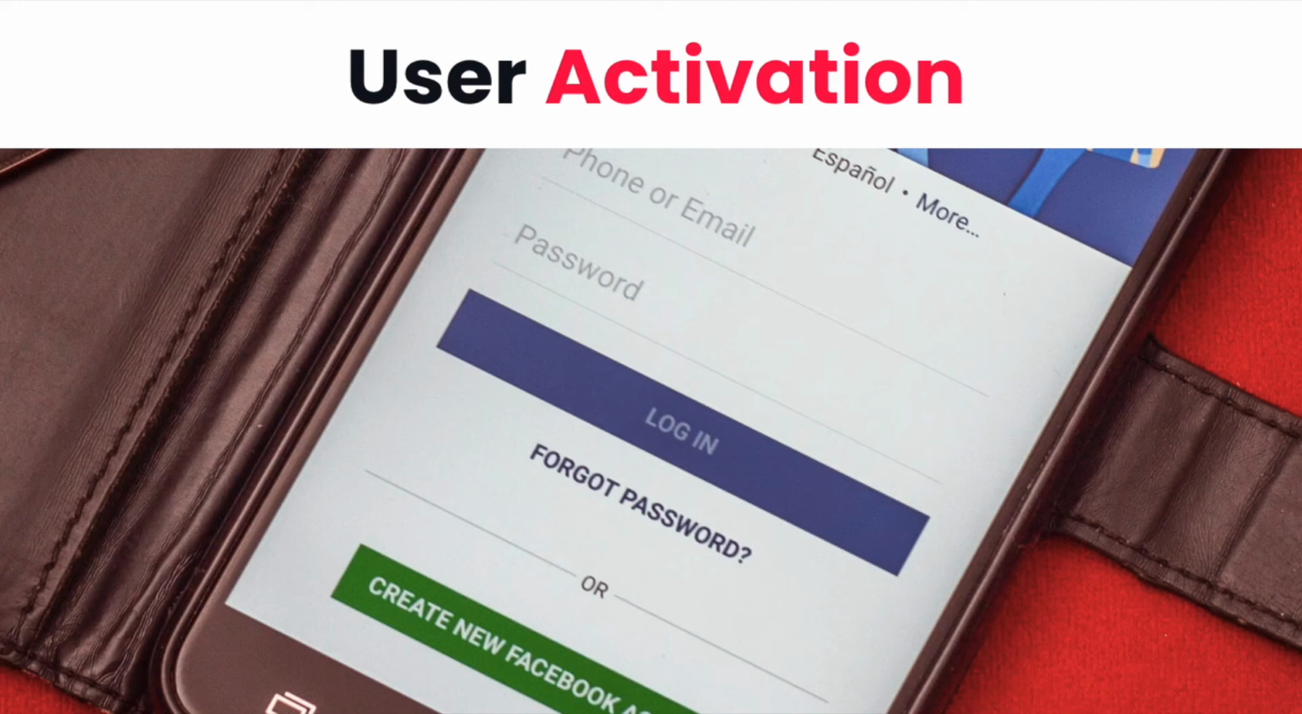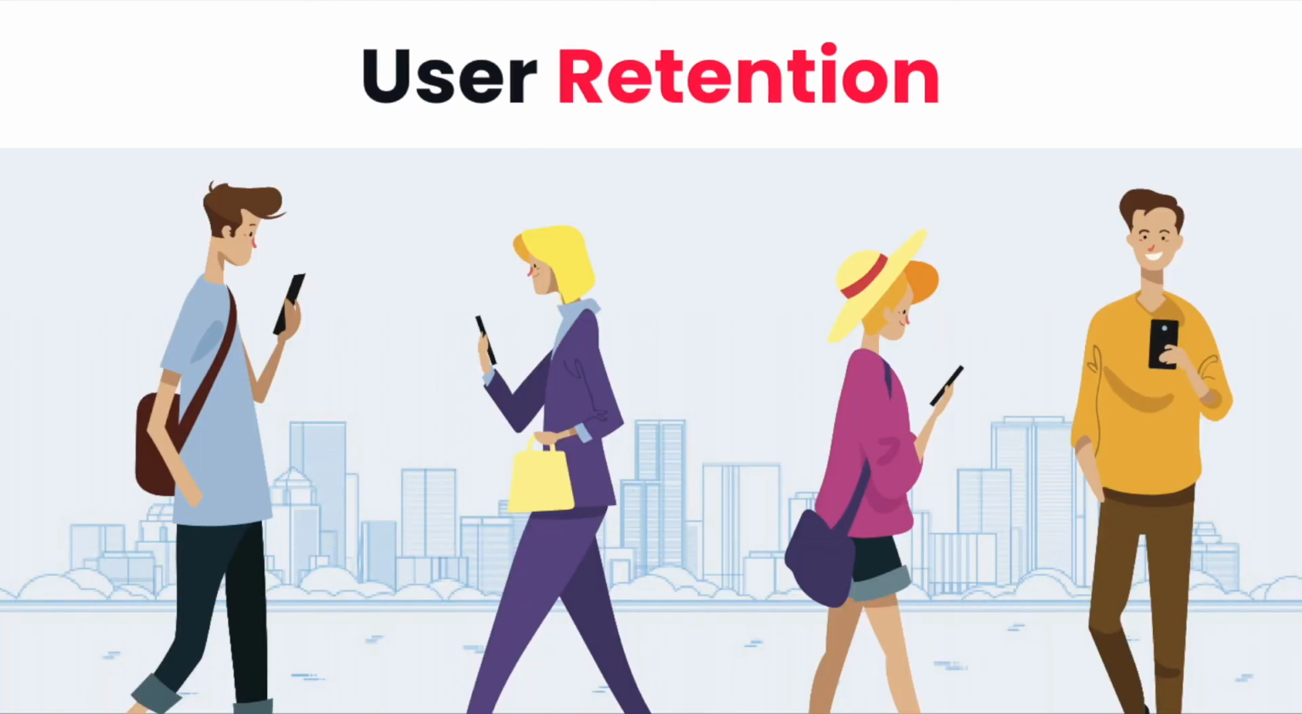User activation: of the 100 people who downloaded my app, only 60 people sign in on my app and move forward. It means 60 people have activated on my platform. So that is my user activation. User retention: there are only 30 people out of 60 who are using my app again and again. So that is my user retention.